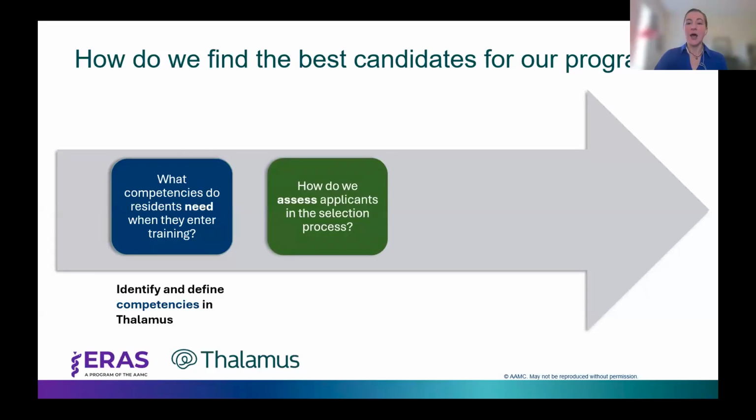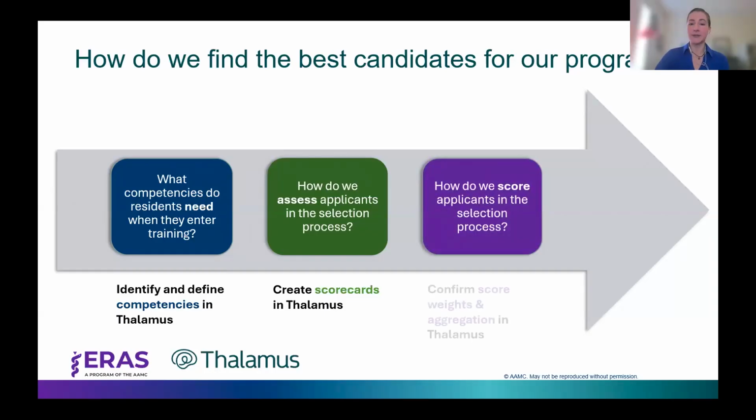Second is determining how to assess these competencies in your applicants during the selection process. What information will you use and how will you evaluate that information? This also plays a key role in Thalamus holistic review, as you can create scorecards that focus on a particular competency or competencies, direct application reviewers or interviewers to particular information to evaluate the competencies, and provide a rubric or rating scale to capture their evaluation.